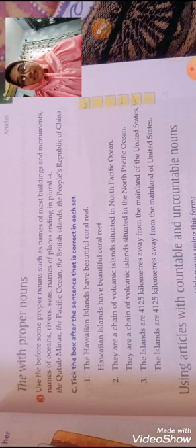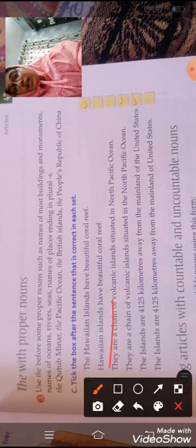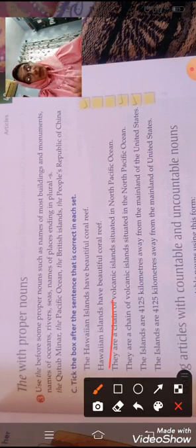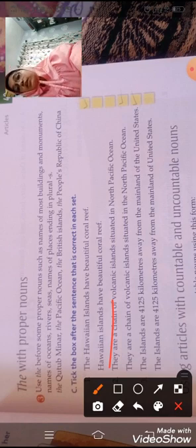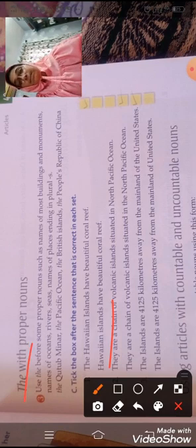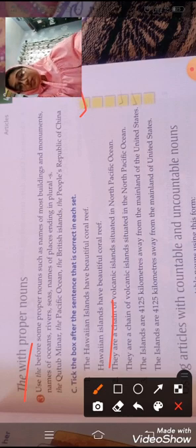Okay, now tick the box after the sentence that is correct in each set. The Hawaiian Islands have beautiful coral reef. Hawaiian Islands. So here for a proper noun, Hawaiian Islands. Island is a noun, but Hawaiian Islands is a proper noun. For a proper noun, we use the. The Hawaiian Islands have a beautiful coral reef is the correct one among the both.